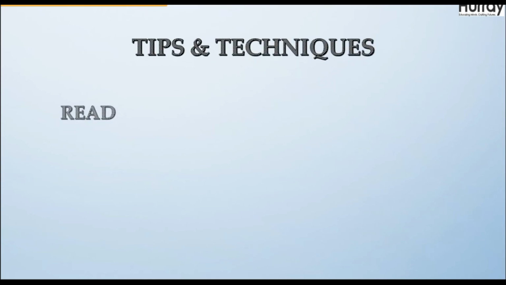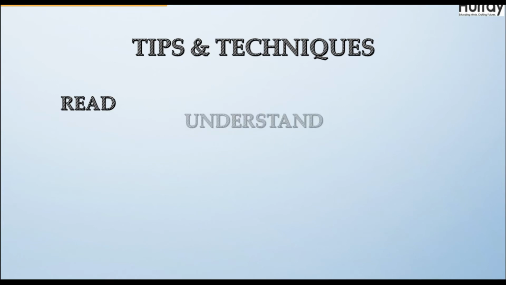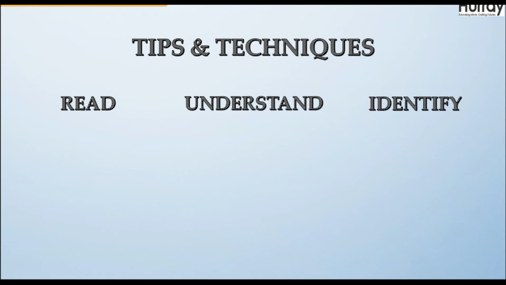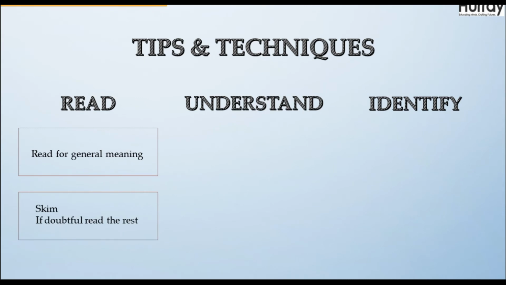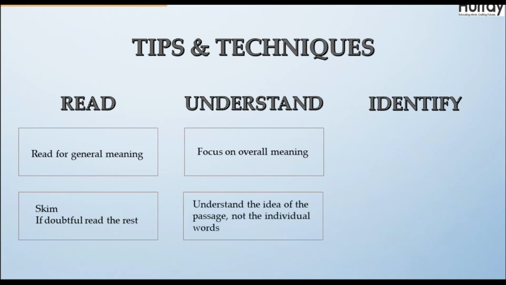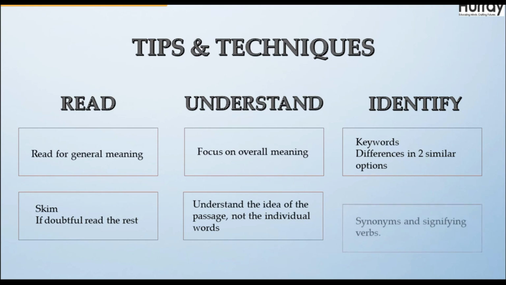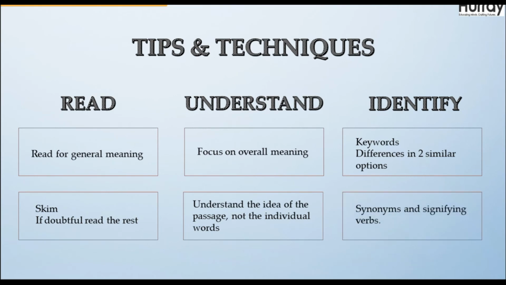Let's look at some of the tips and techniques to address question type matching paragraph headings. You need to read, understand, and identify. Under reading, you need to read the general meaning, skim through the text, and if there's a doubt, you read the rest. To understand better, you need to focus on the overall meaning. Understand the idea of the passage, not the individual words. You need to identify keywords and the differences in two similar options. Look for synonyms and identify signifying words and verbs.